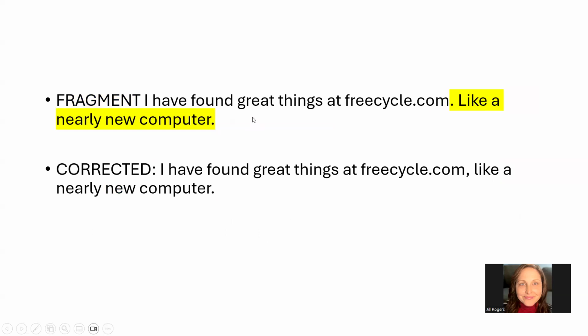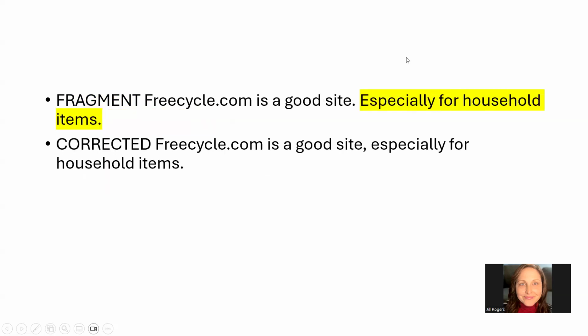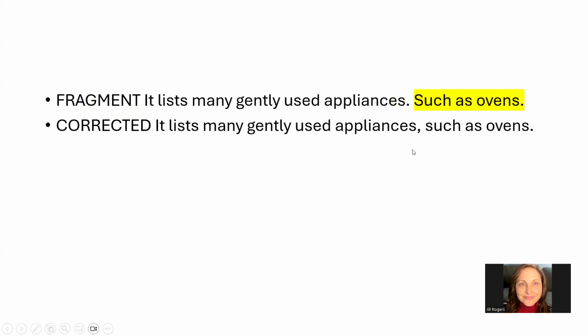Here's a fragment. I've found many great things at freecycle.com. That is not a fragment. The fragment is highlighted, like a nearly new computer. All you have to do is add a comma and a lowercase l. That's it. Goes together fine. So the fragment here is especially for household items. All you have to do to fix it is a comma and lowercase e. Here's our fragment, such as ovens. So the whole thing is, this is a fine independent clause on its own, but this is not. So it lists many gently used appliances, such as ovens. Here, we just have to put a comma, lowercase s, and it's a good sentence.